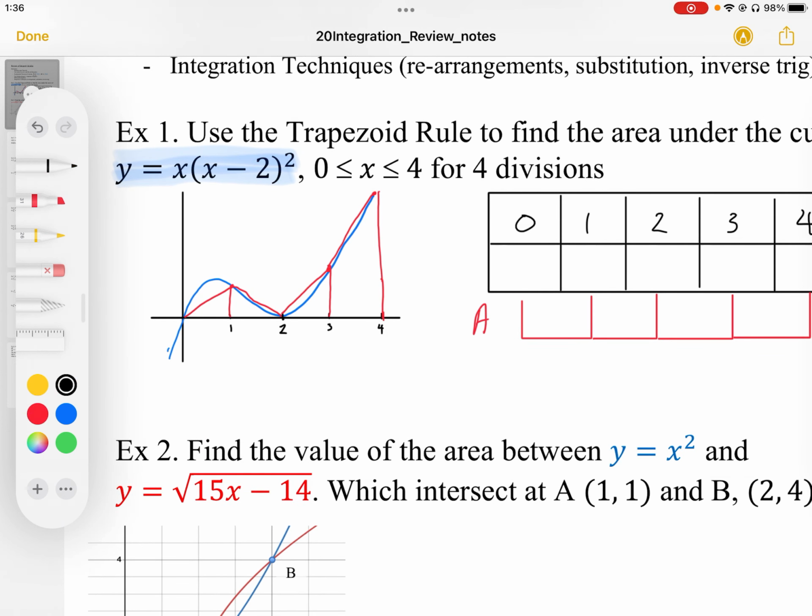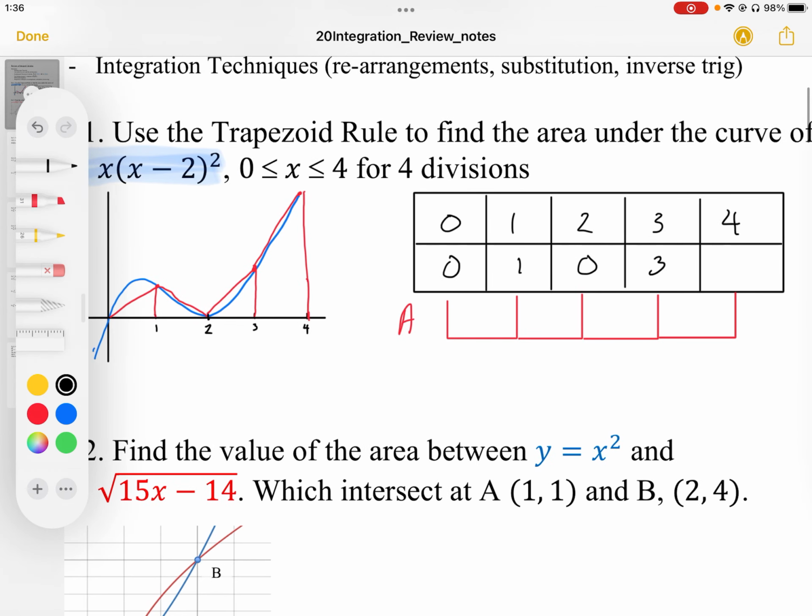So at x equals 0, y equals 0. At x equals 1, when I plug 1 in, I get y equals 1. At x equals 2, I'm going to get another 0. At x equals 3, I get y equals 3. And then at x equals 4, I'm going to end up with 4 times (4 minus 2) all squared. So that's 4 times 4, so I get 16.